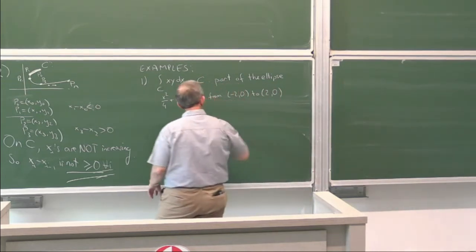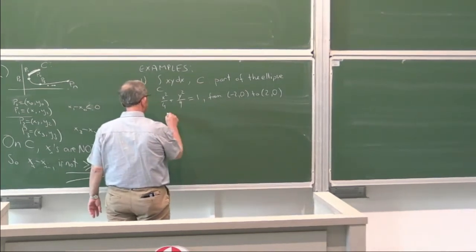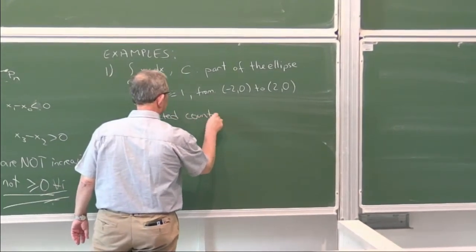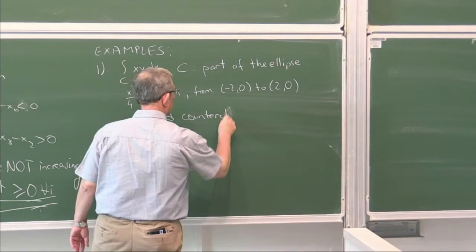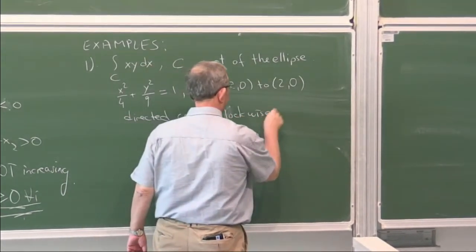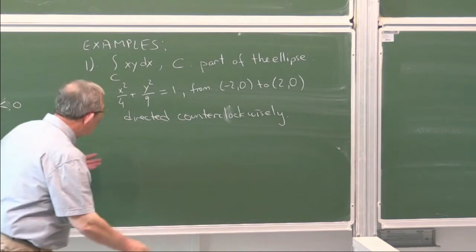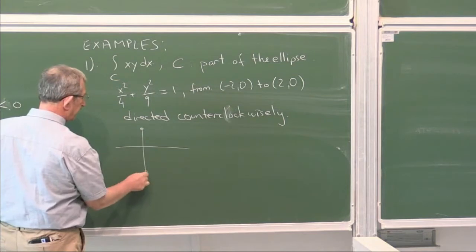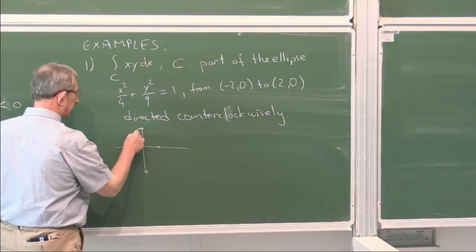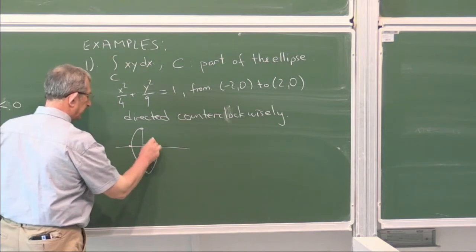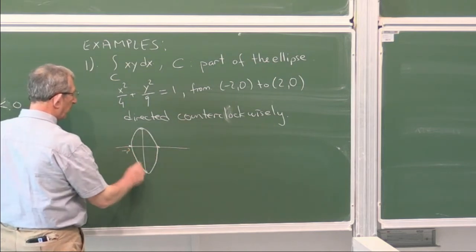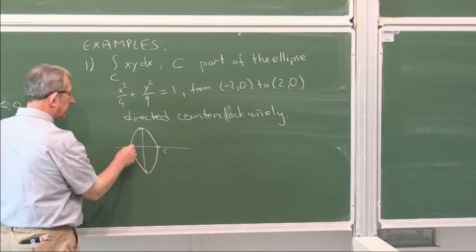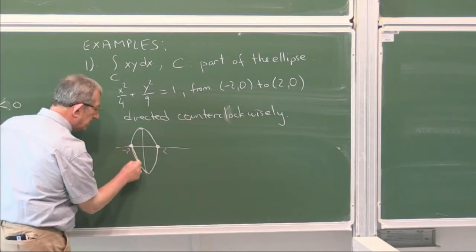So, this would be so, and say it is directed counterclockwise. So what is the picture? The picture looks like the following. We have 3's here and 2's here. So it is an ellipse, which is rather long this way. Now this is point minus 2 and this is point 2. So we move counterclockwise from here up to here. So it goes like this.